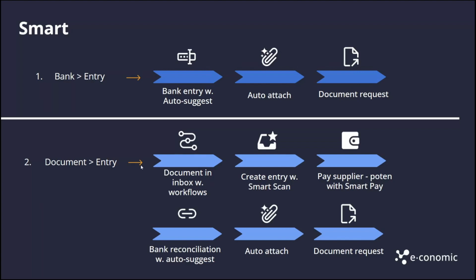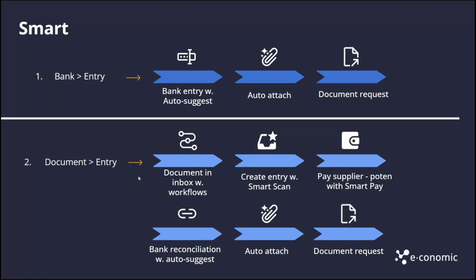So that's the first flow, and the second flow takes its starting point in the inbox. That is the place where we can upload our documents, which is explained in the video I just mentioned in the beginning of this course. When your documents are uploaded, you have the opportunity to send them to approval if you want to, or maybe you already have set up workflows that might send your documents to approval.